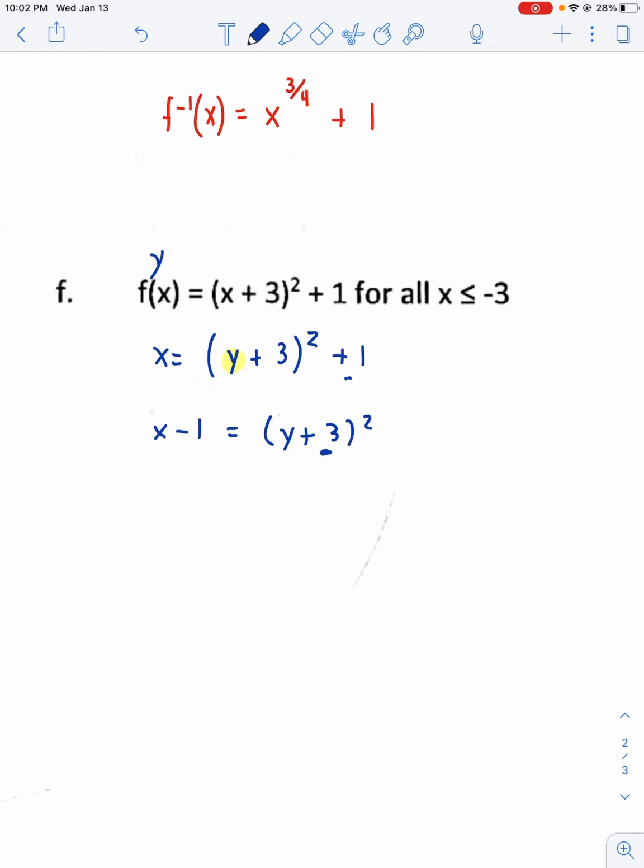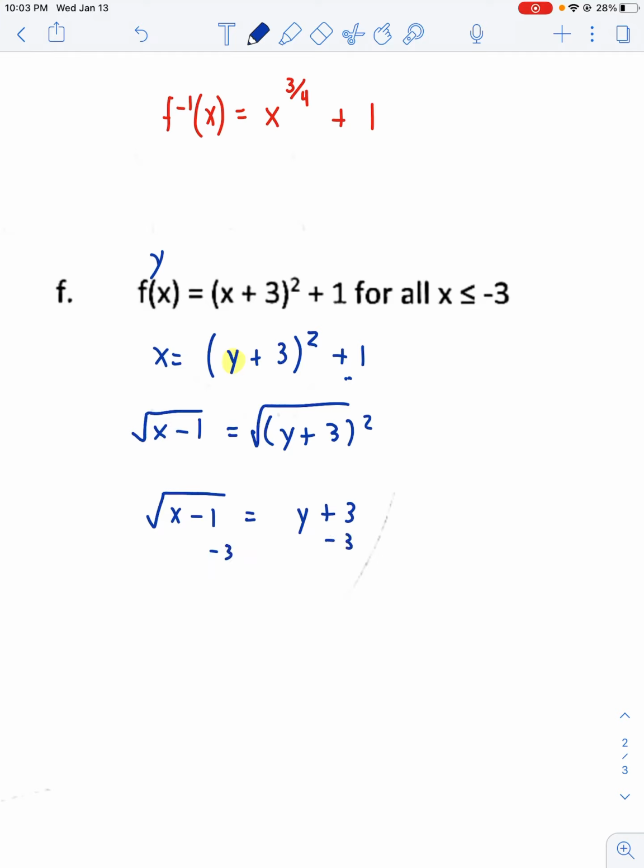Now, I can't get rid of this 3 inside until I get rid of this 2 that's an exponent outside. So how do I get rid of squared? What's the opposite of squaring? You got to take the square root of both sides. That means you have to take the square root of the entire thing, x minus 1. Now over here, it leaves me with y plus 3. So the last thing I'm going to do is I'm going to subtract that 3.